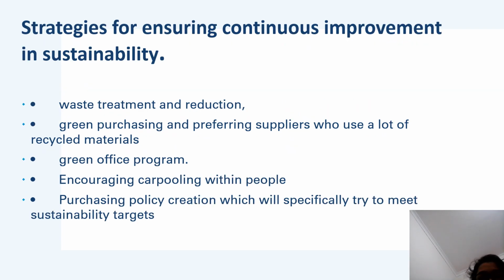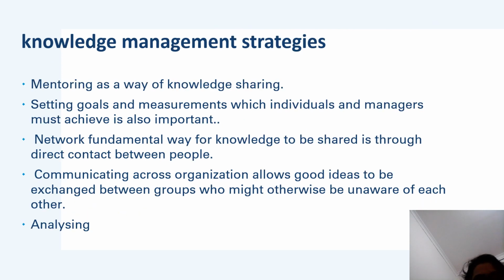Next, there are many strategies which could ensure continuous improvement is sustainable. Continuous improvement could be sustainable if we implement some points. For example, if we do waste treatment, do green purchasing, start a green office program, encourage carpooling among people, or start a purchase creation policy, they all could help sustainability targets.